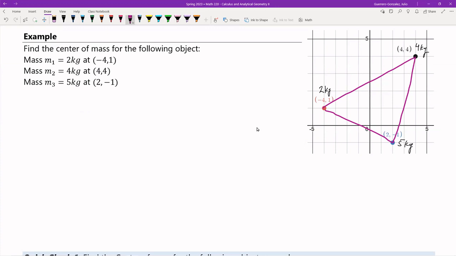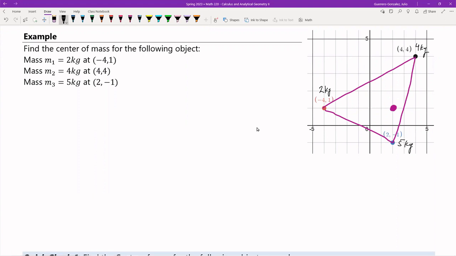So my guess, and this is just me guesstimating, would be that it might be somewhere around here. That's going to be our balancing point, right? So we're thinking that this is where we're going to need to put our pencil, or our finger, in order for this entire system to balance out. Okay, so now let's go ahead and solve it.